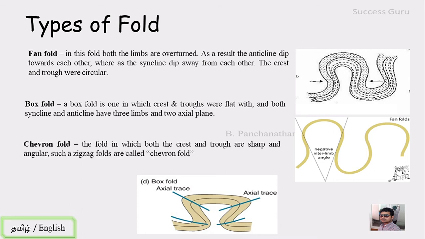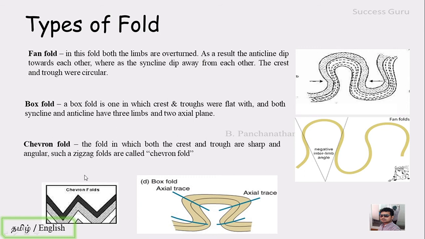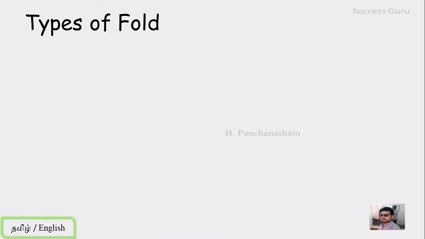And the next one is the chevron fold, a fold in which both the crest and trough are sharp. So the crest as well as the trough become very sharp, angular, and such a zigzag fold is called the chevron fold. So if you see a sharp edged fold, then it will be a chevron fold.